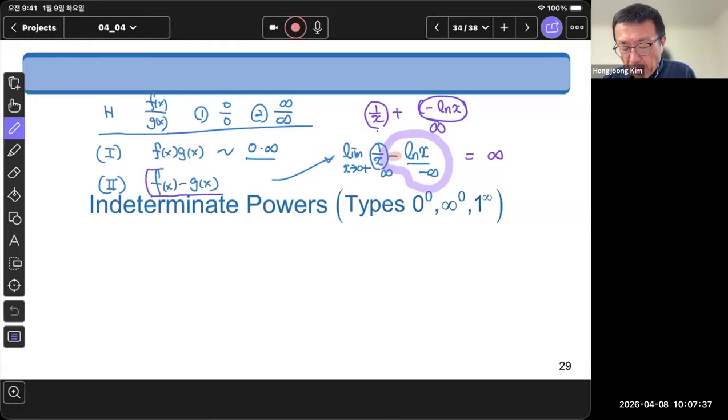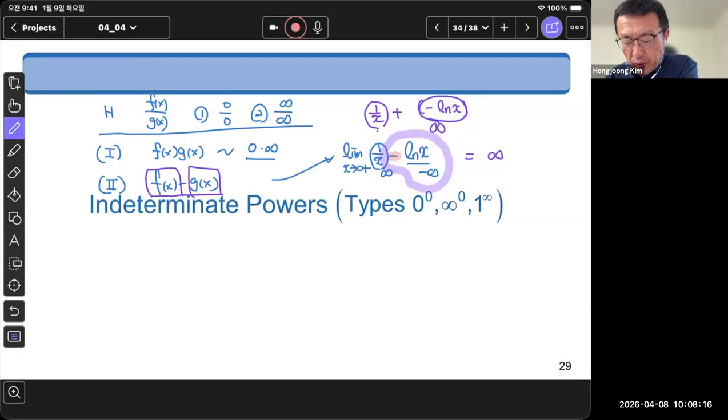Previously, if f and g both diverge to infinity, or both diverge to negative infinity, then this difference is a little bit complicated one, so you need to modify it somehow. But if one diverges to infinity while the other one diverges to negative infinity, when the f of x minus g of x type is given, that's a different story. Okay, so please be careful.